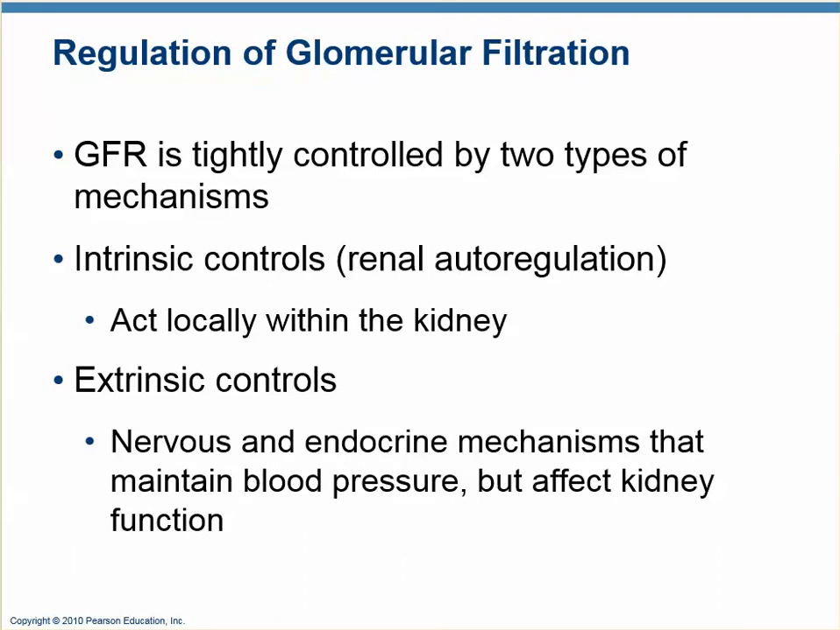So we control this with different mechanisms. Intrinsically, we've already talked about it. This is the juxtaglomerular apparatus. So this is auto-regulation, and it's acting locally at the kidneys. There's an extrinsic control, which is basically hormones and nerves that affect blood pressure. The idea is to control blood pressure, but by controlling blood pressure, you will affect the kidneys. So it's not directly associated with trying to control GFR.